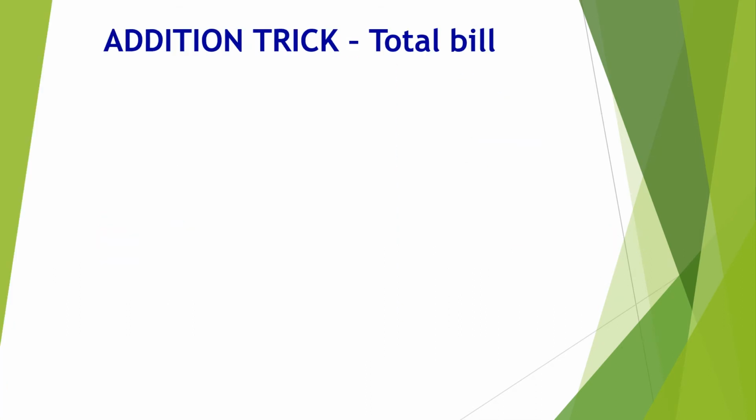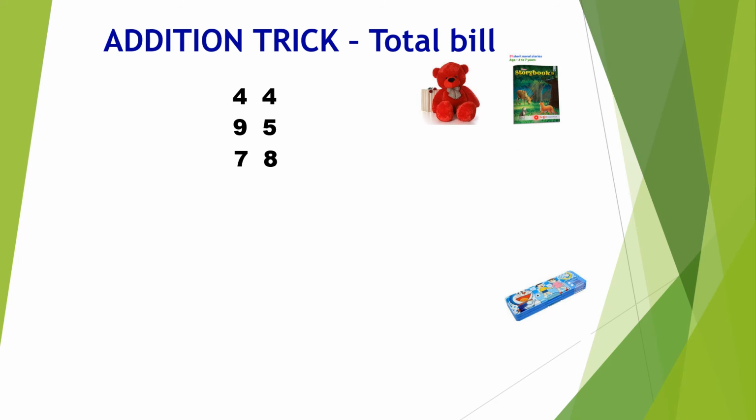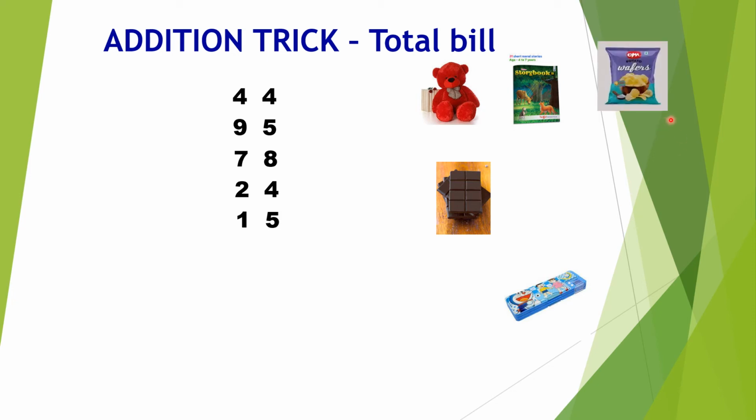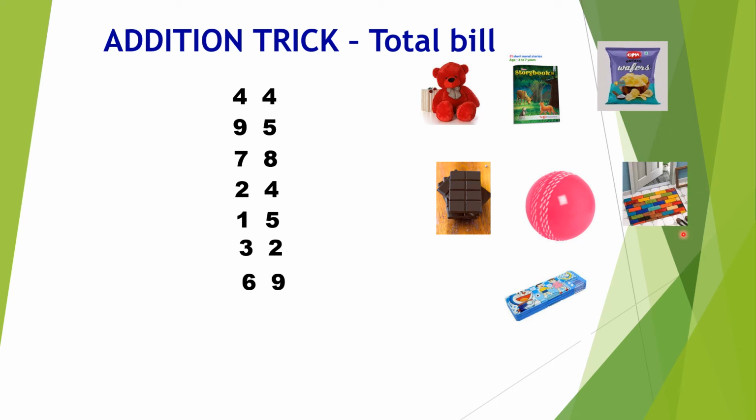Now let's see one example with the items which have been purchased. The cost of the pencil box is 44 rupees, teddy bear 95 rupees, a storybook is 78 rupees, toffee you can take as 24 rupees, wafers 15 rupees, a ball 32 rupees and a doormat is 69 rupees. Now let us find the sum of this, the total bill.